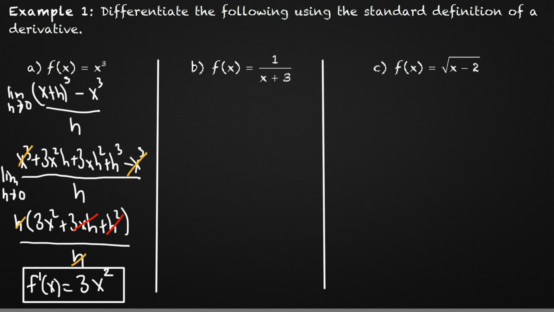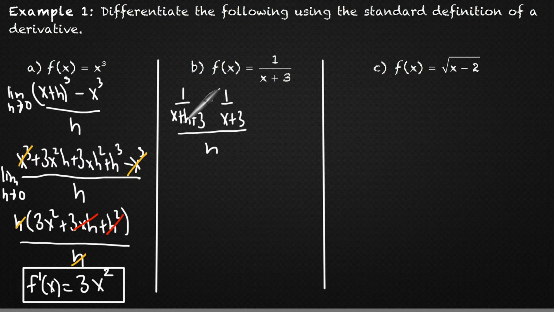And that is how you use the standard definition of a derivative. All right, let's see if we can apply that same concept to this one. I'm going to leave off the limit as h approaches 0 until the end, for purposes of space. So we're going to have 1 over x plus h plus 3 minus 1 over x plus 3. So here's our f of x plus h minus f of x over h.